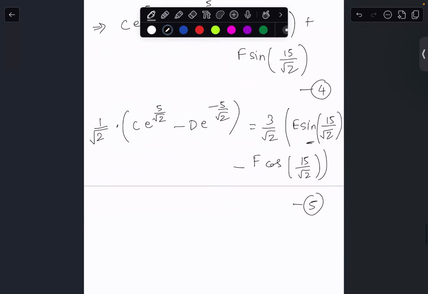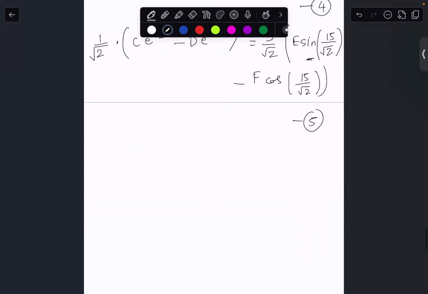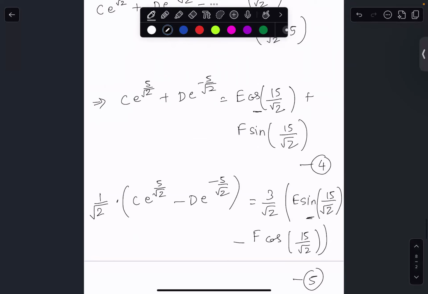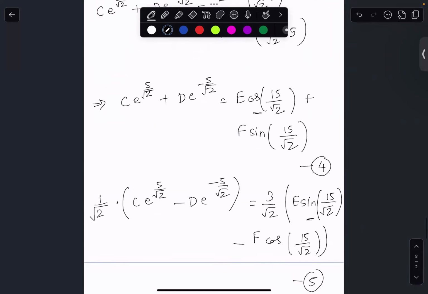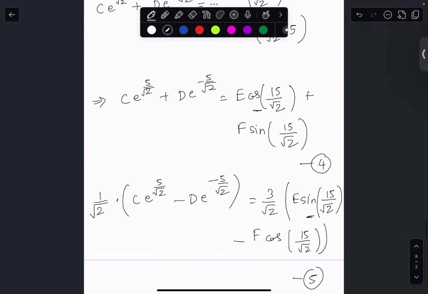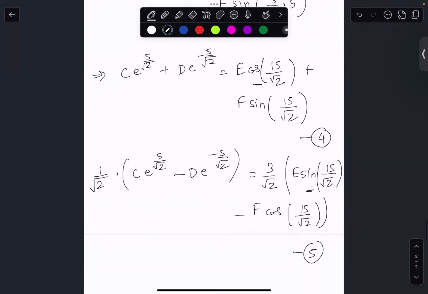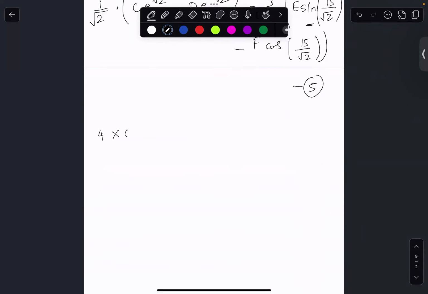All right, so let's just do that. So multiply equation 4 by cos of 15 upon square root of 2 and add that to equation 5 multiplied by sine of 15 upon square root of 2.